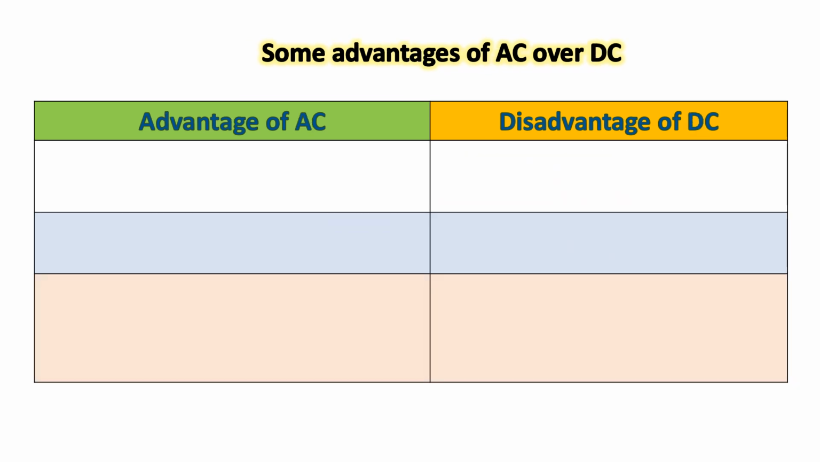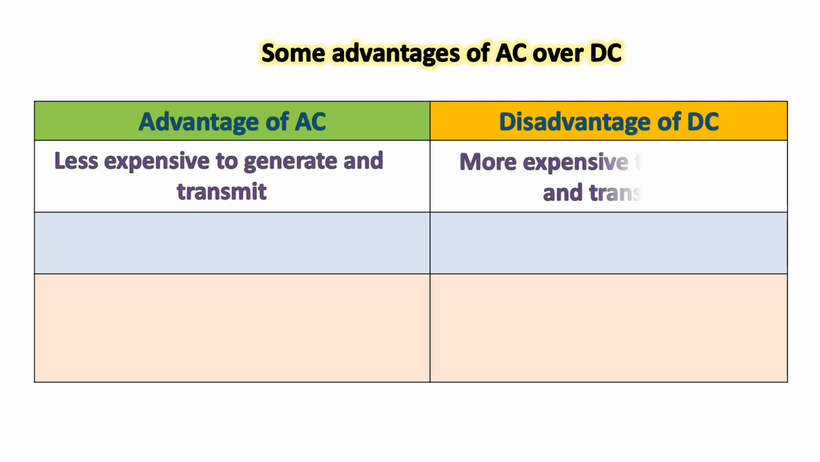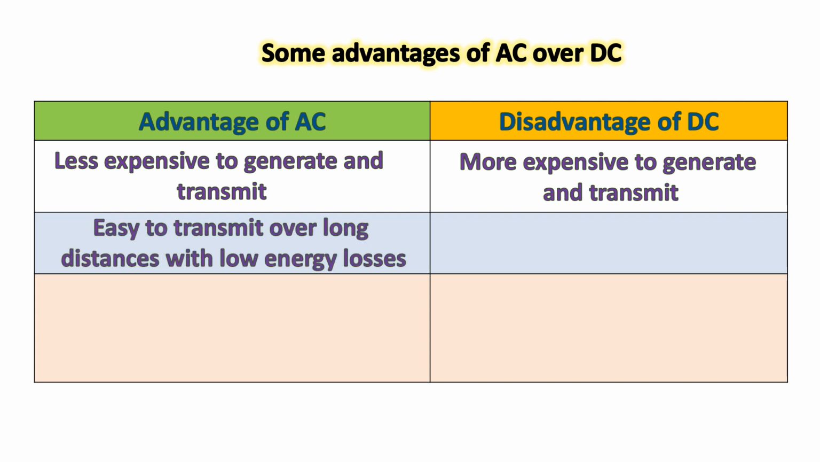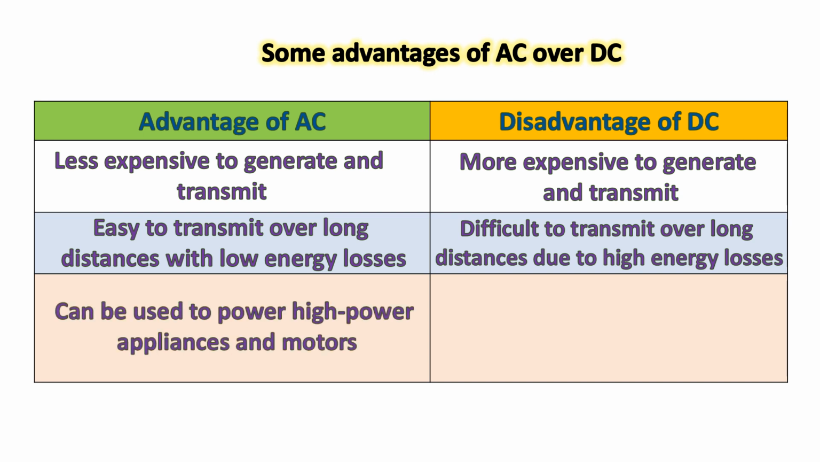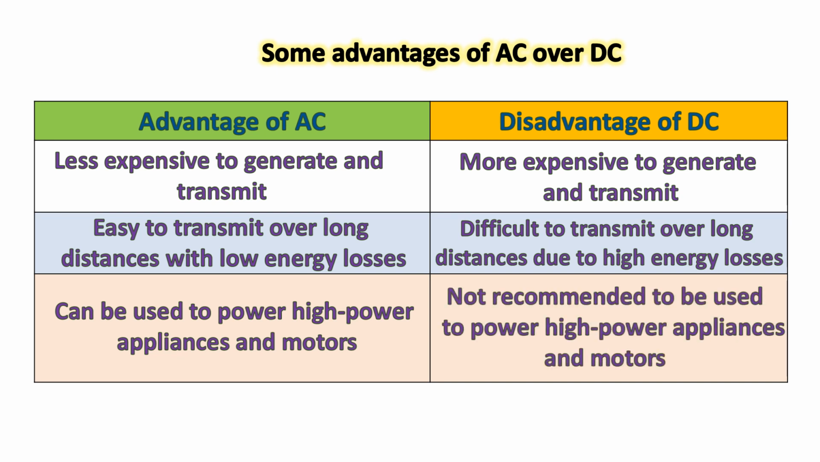Let's move to some advantages of AC over DC. AC is less expensive to generate and transmit, while DC is more expensive to generate and transmit. AC is easy to transmit over long distances with low energy losses, while DC is difficult to transmit over long distances due to high energy losses. Because of that, current and voltage in our homes, factories, schools are AC. AC can be used to power high-power appliances and motors. DC is not recommended to be used to power high-power appliances and motors.